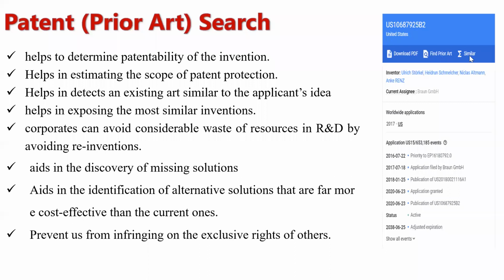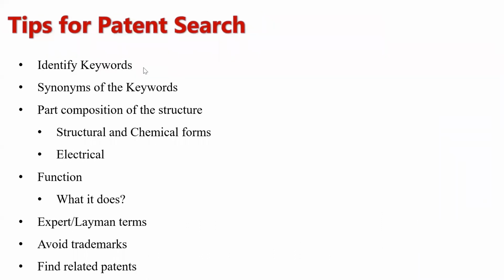So suppose you want to search for the products that are available in the market, you can go to the website. I will tell the website addresses where you can write the keyword. The only thing is you have to find out the exact keyword. You have to identify the keyword, and you can search with the synonym of the keywords, or with the composition of the structure, or if you know the classification, like if it is in the electrical category. So these are the ways through which you can search the existing prior art.